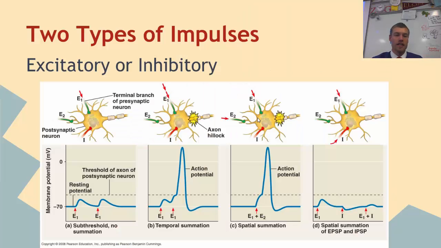Finally, we've got 2 different types of impulses. We can either have excitatory or inhibitory impulses. Excitatory impulses can work together in order to reach action potential, whereas inhibitory impulses can actually work in the opposite direction and help reduce the stimulus in order to prevent action potential from actually occurring. And this is where we get a lot of the complexity of the brain and other nervous systems in terms of promoting or stopping nerve impulses from being transmitted.